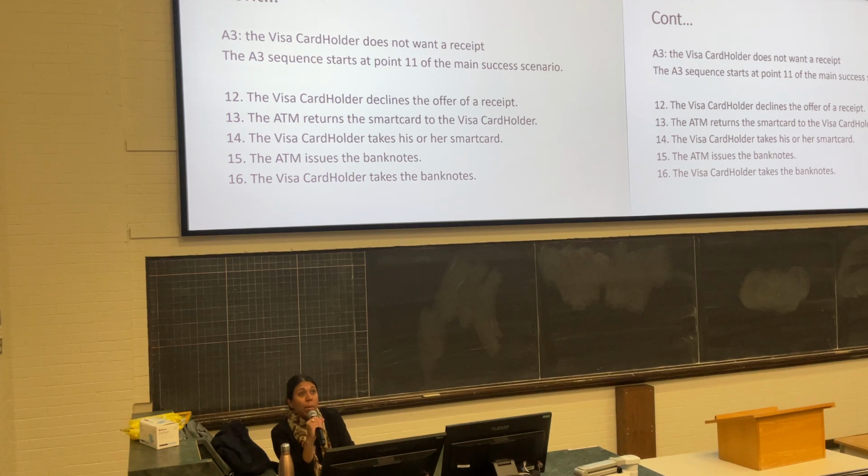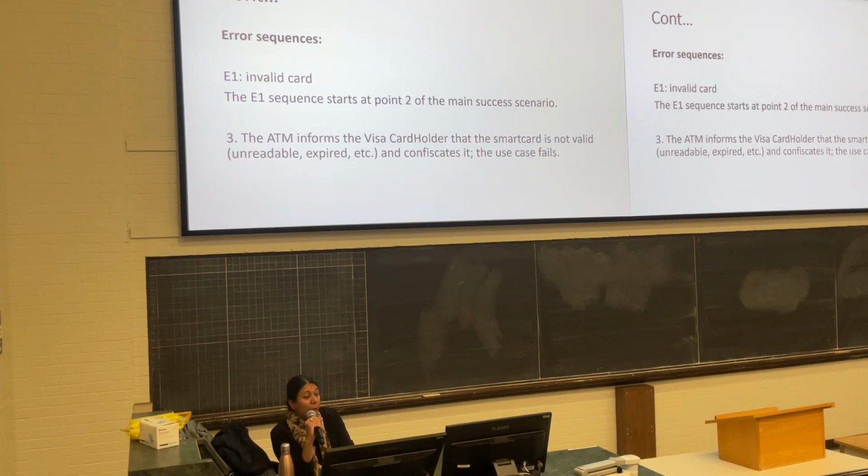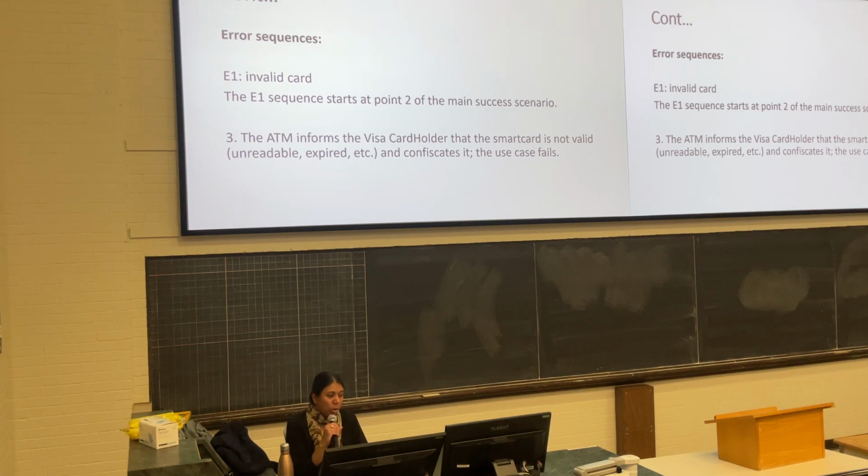Now there's a different type of scenario, which is called error sequences, or error scenarios. This one starts at point 2. What if you have an invalid card when you're trying to withdraw money? Because this is the scenario we're talking about. So what's going to happen in this case? The ATM is going to inform the cardholder that the smart card is not valid, either it's expired or unreadable, etc., and confiscates it.